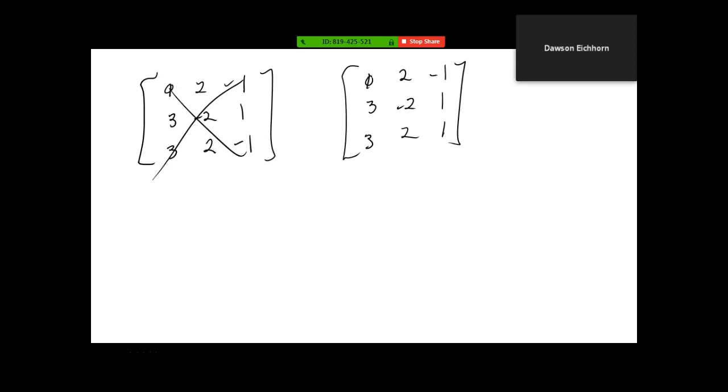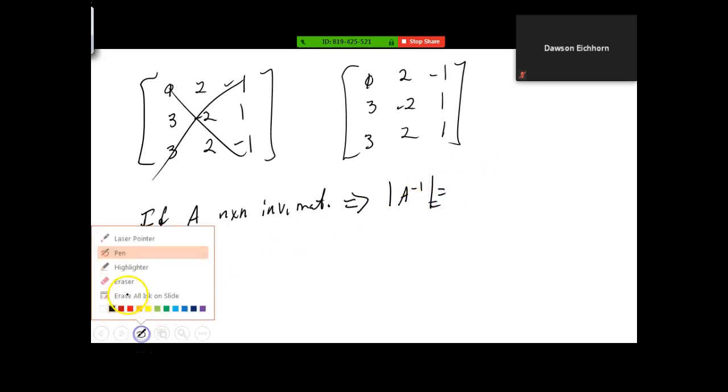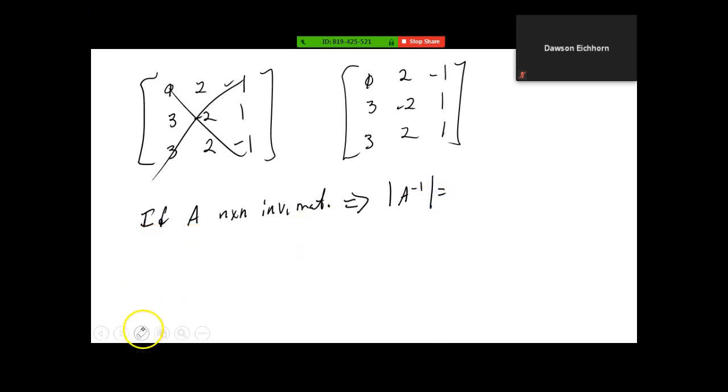And then theorem 3.8 is this one. It's what we just found in the discovery. If A is an n by n invertible matrix, then the determinant of its inverse is, guess what? 1 over the determinant of A. That's what we just saw in our discovery, okay?